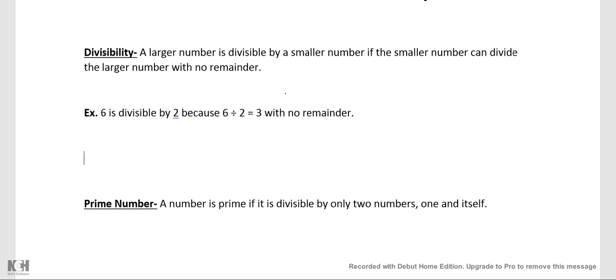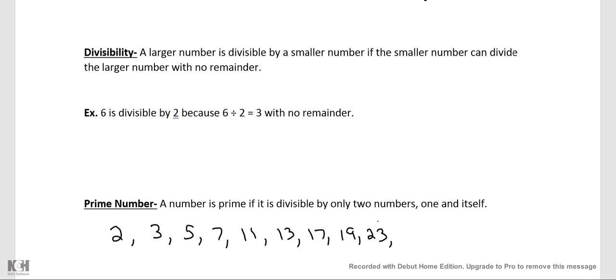A number is prime if it is divisible by only two numbers, the number 1 and the number itself. So for instance, 2 is a prime number, it's only divisible by 1 and 2 evenly. 3, 5, 7, 11, 13, 17, 19, 23. When we list them, there are infinitely many prime numbers. It's just any number that has no numbers that divide into it evenly other than the number itself and 1, which divides into every number evenly.